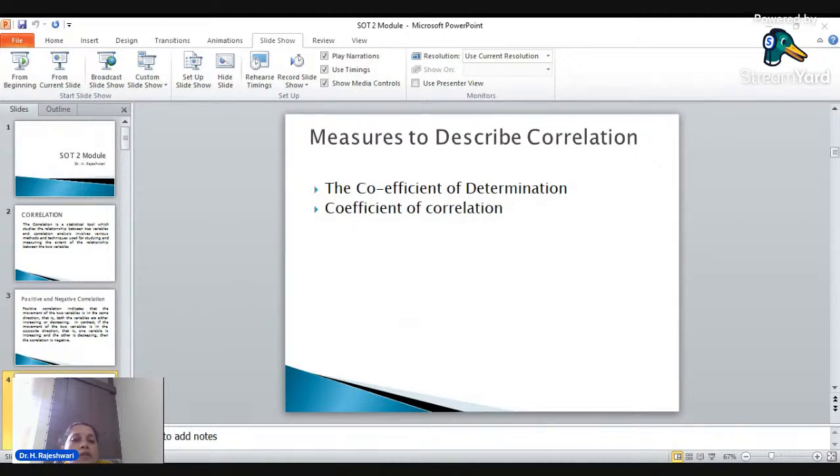So here, to describe the correlation, we are calculating two different parameters. R stands for coefficient of correlation. That means the significance of relationship between two different variables. To calculate the significance of relationship, we have coefficient of determination and coefficient of correlation. Any one or both the values we can find out.